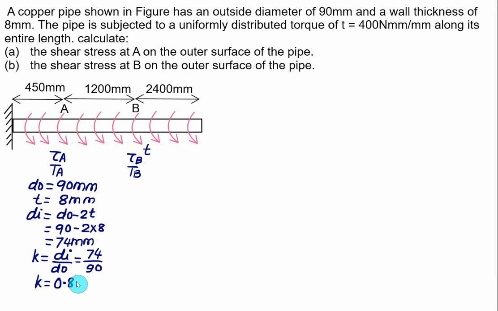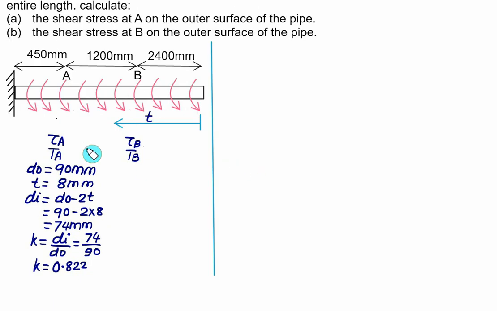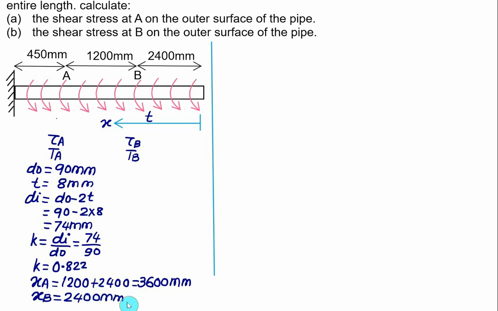So constant K will be equal to 0.822. To find out the torque at A, we set up our axis at the free end and this distance equal to x. In this case, from the free end, the distance XA will be equal to 1200 plus 2400, so we have 1200 plus 2400, that is equal to 3600. The unit is mm. So the distance of point B from the free end is equal to 2400 mm.